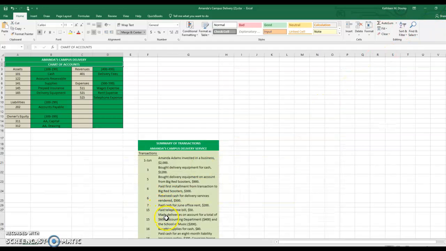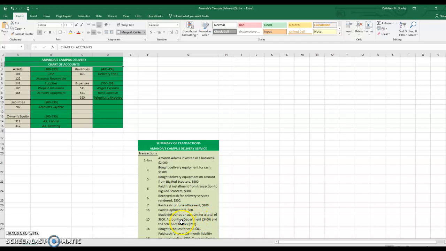All right, next one, we made deliveries on account for a total of $600. Accounting department, $400, and the School of Music, $200. Okay, and so here is where we made deliveries. So we performed our services, we sold our services, is what we gave up. Now, what did we receive? Did we receive $600 in cash? No. We did these deliveries on account.